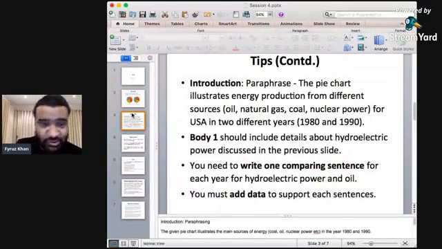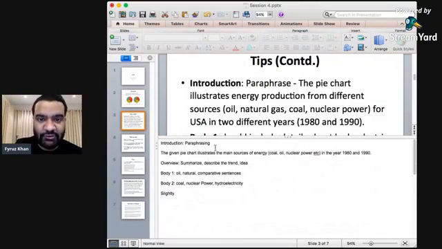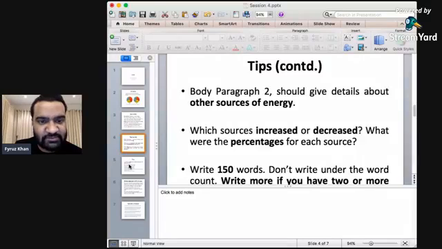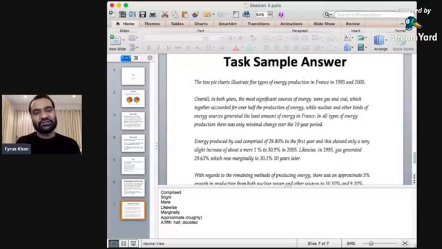What you should do, same structure, introduction. We've done a rough plan, we've written the introduction, then you have overview, you have body 1, body 2. This is how you should write it. Then we talked about the tips. So for today, I will stop here. Today we did about line graph. It was a very good class.